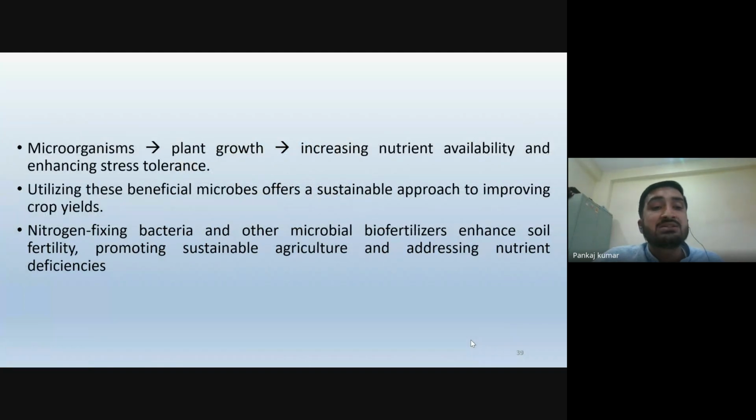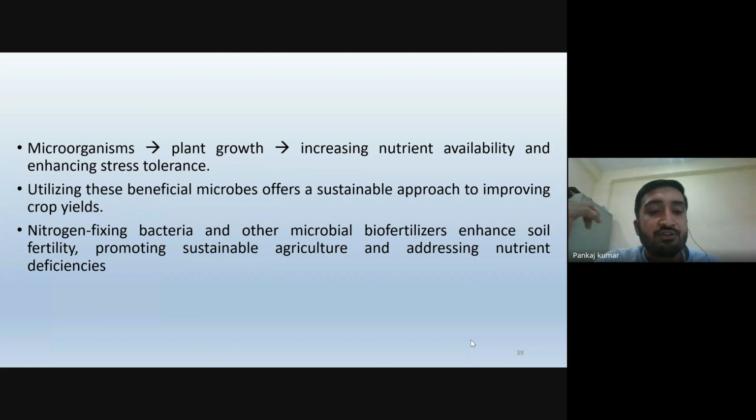Microorganisms help in plant growth, as they also help in increasing nutrient availability and enhancing stress tolerance. Utilizing these beneficial microbes offers a sustainable approach to improving crop yield, because nutrient availability will be increased due to the variation in that environment. Overall, the crop will be able to tolerate the stress of temperature or other environmental stress.